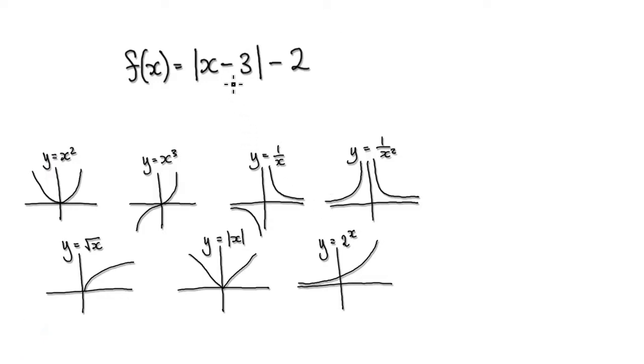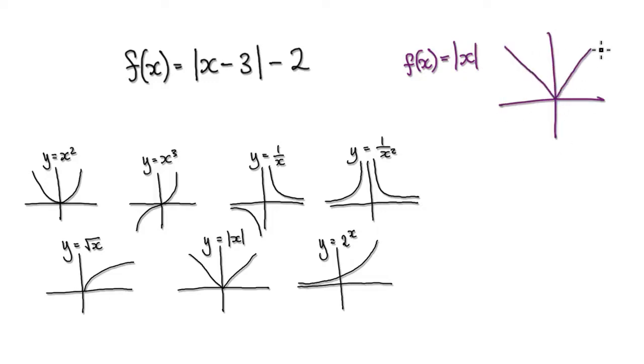Okay, so to do this, you're taking the absolute value of the bubble. So start out with this function here. You start out with f of x equals absolute value of x. So that will look like this. And then see this x here, this is like your bubble.